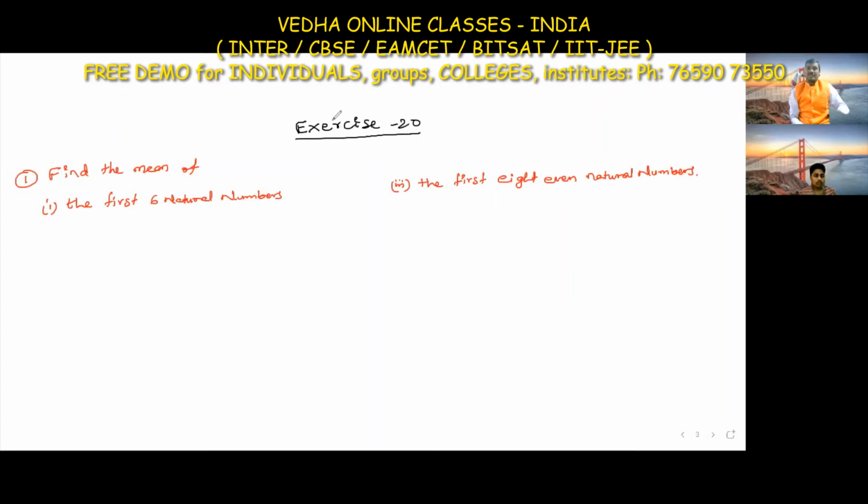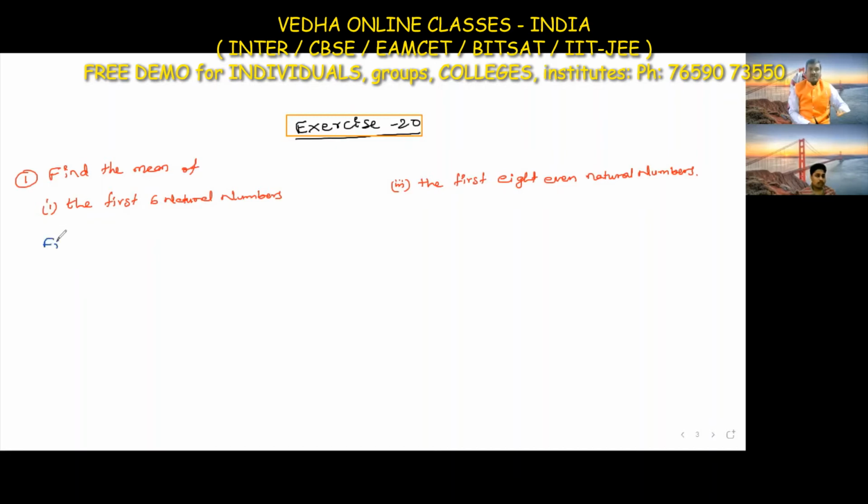Exercise 20. So we'll solve exercise 20. Question number 1. Find the mean of the first 6 natural numbers. What are the first 6 natural numbers? Write the first 6 natural numbers.